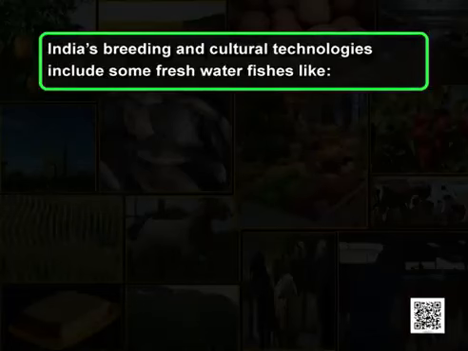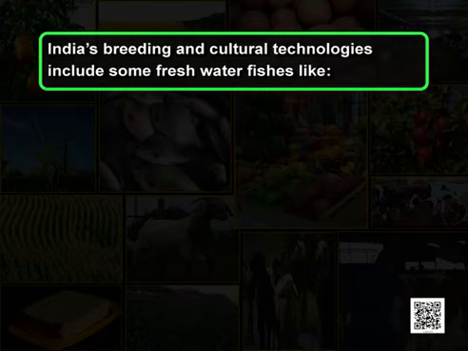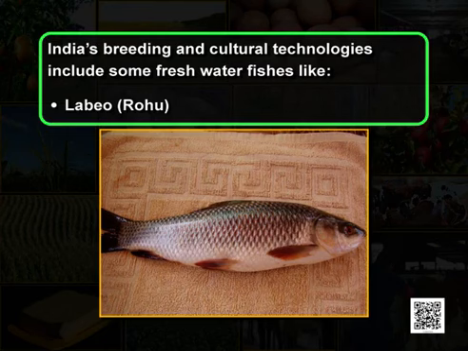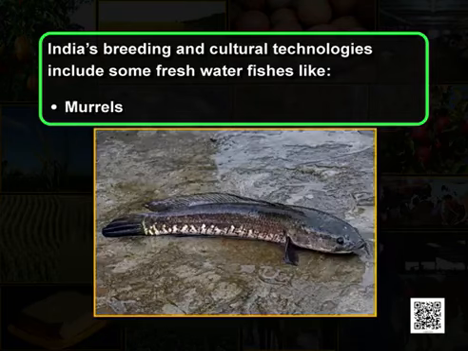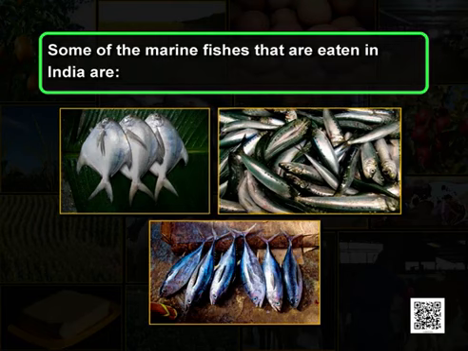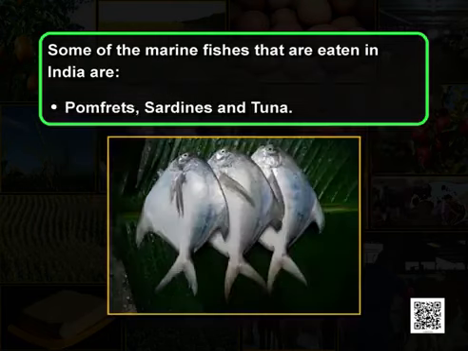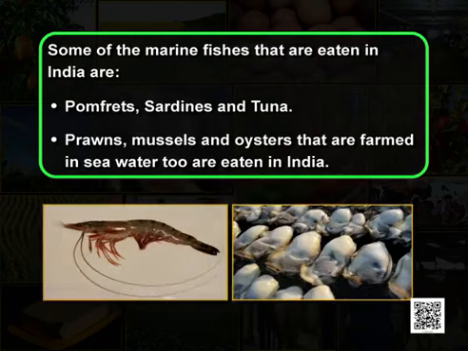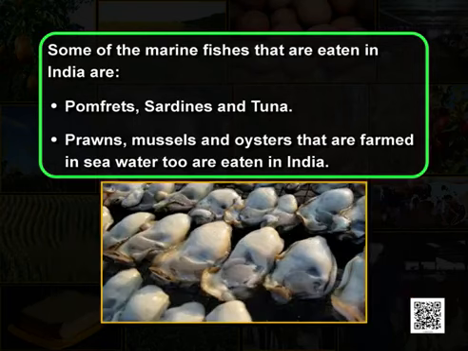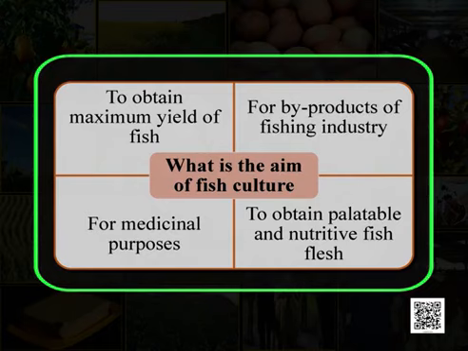As you can see in this figure, India's breeding and culture technologies include some freshwater fishes like labeo, commonly we all call it rohu, catla, you can see here the catla, mystus or the catfish, mrigal. Some of the marine fishes that you can see here which are eaten in India are pomfrets, sardines and tuna. Prawns, you must have all had prawns sometime if you are non-vegetarian. So, prawns, mussels as you can see in the figure, and oysters that are farmed in sea water, these are also eaten in India.